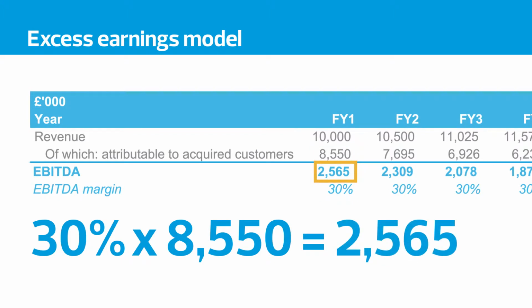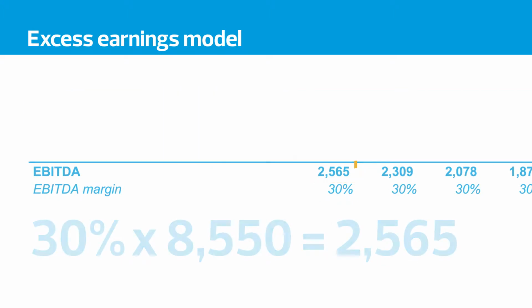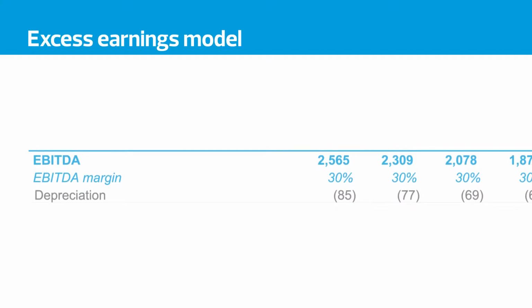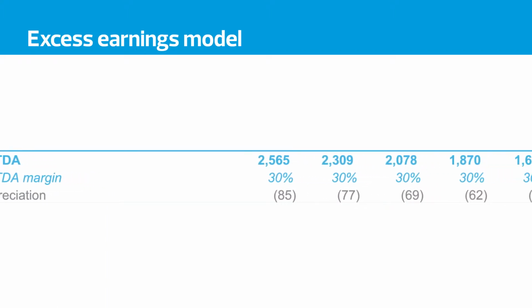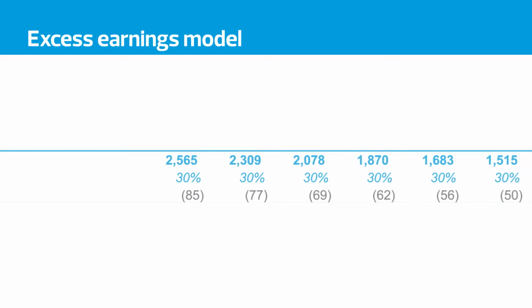So the next step is to take off depreciation. So if we're valuing customer relationships, for example, we'd need to make an allocation of total business depreciation between the existing customers and the new customers. And is depreciation likely to be significant? It can be. It depends on the industry. So a manufacturing business, for example, with lots of fixed assets might have quite a high depreciation charge, and you might have to do quite a lot of work to arrive at an appropriate allocation of depreciation.